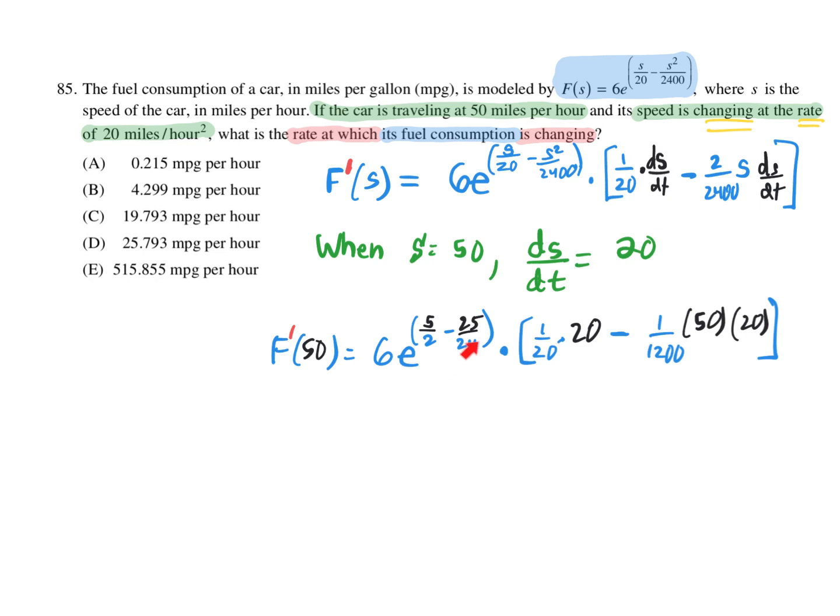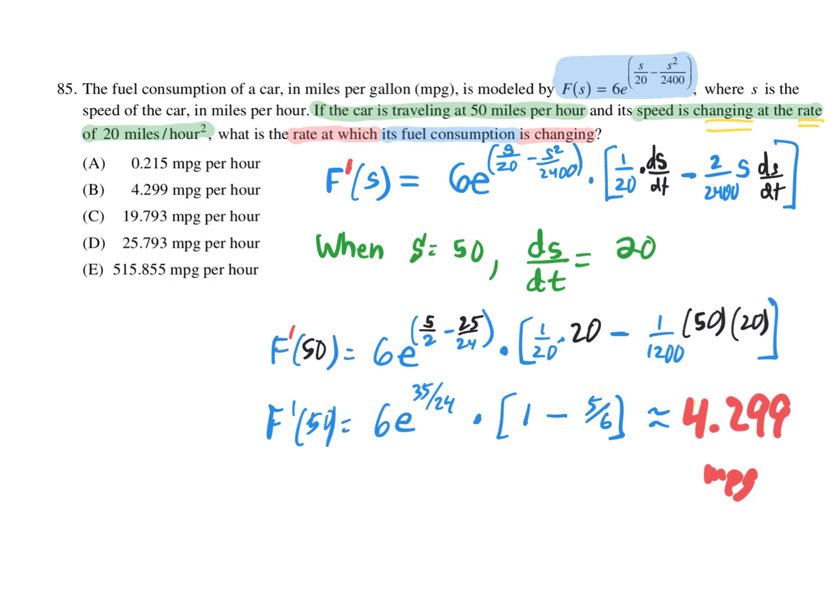And substituting in ds/dt equals 20 right there, and s equals 50 right there, and ds/dt is 20 right there, we get this, and this is approximately equal to 4.299 miles per gallon. It's choice B.